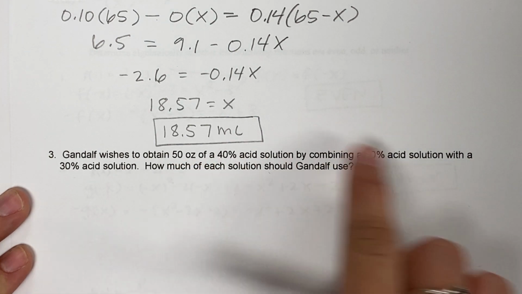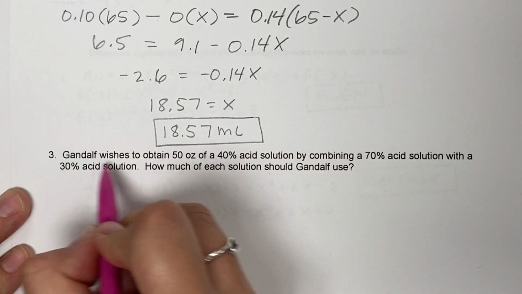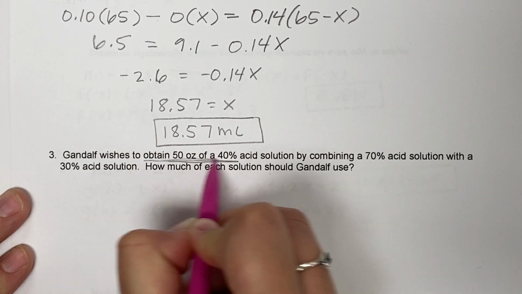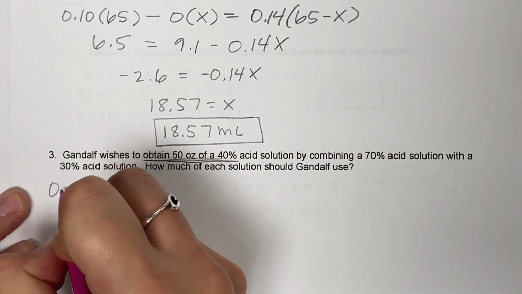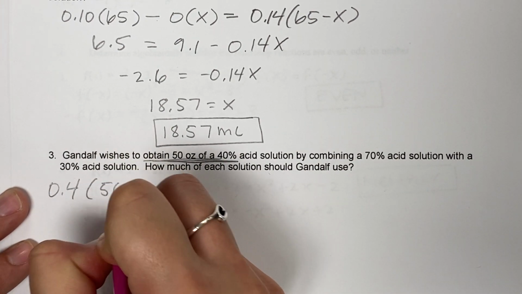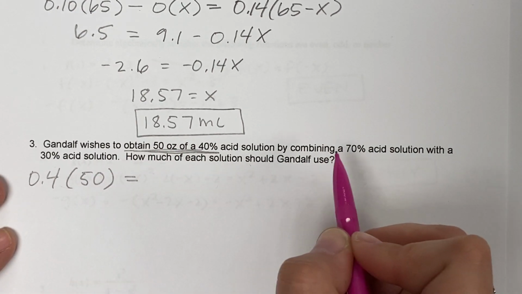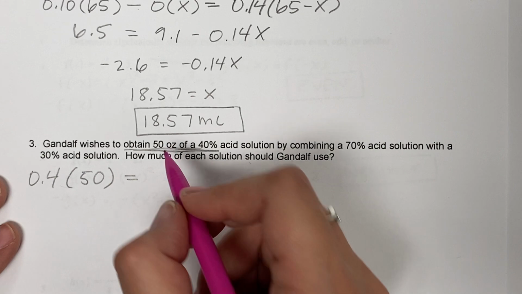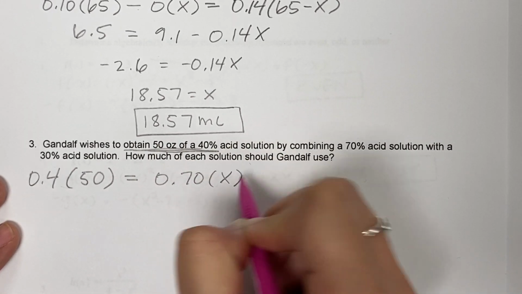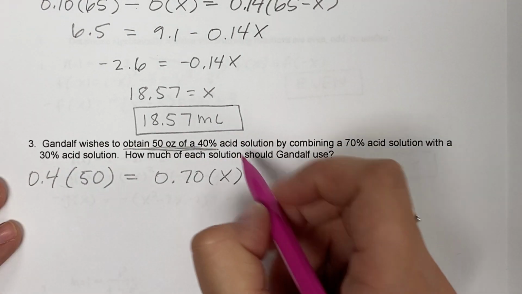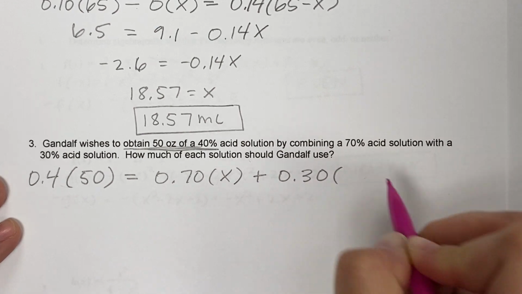We're combining two acid solutions to get, okay, so we want to obtain this by mixing 70% and 30%. So I know I want everything to equal 40% of 50 ounces. That's what I want to get. I'm going to mix together a 70% and a 30%. So I'm going to start with a 70. I don't know how much of 70. But I know I'm combining it with the 30%.